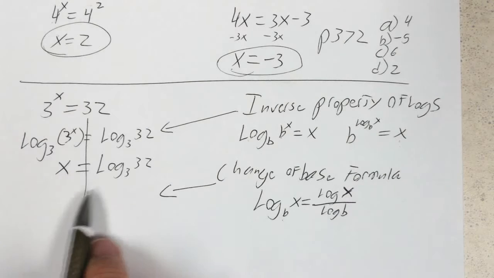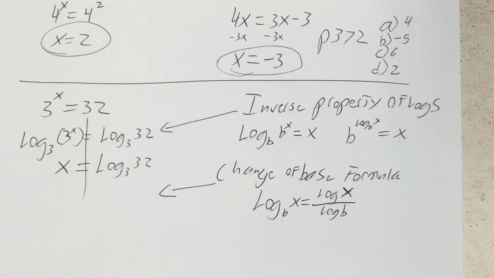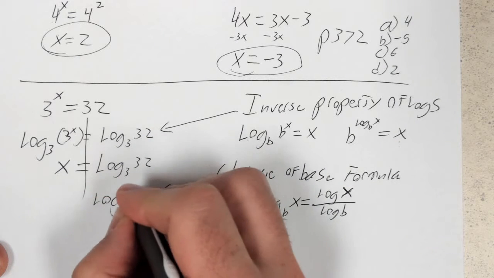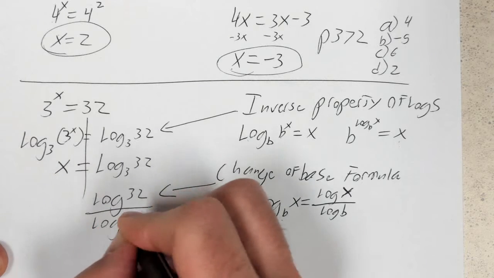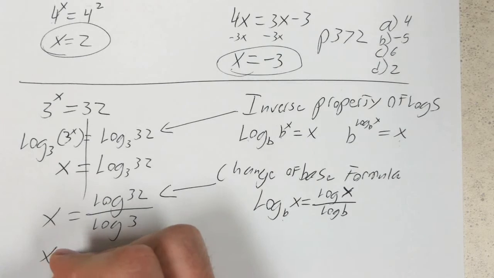Alright, so here we've got base 3, so that would be log of 32 divided by log of 3. Alright, so we just took this right hand side and changed it. These two things are equivalent, so this and that are equivalent, which means it's still equal to x. And then if we go through and do log of 32 divided by log of 3, we get x.